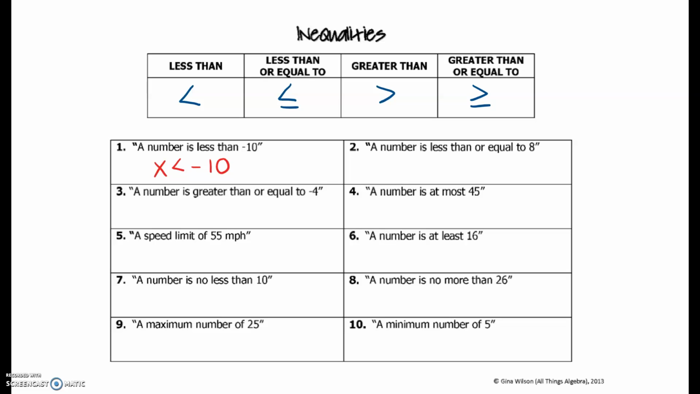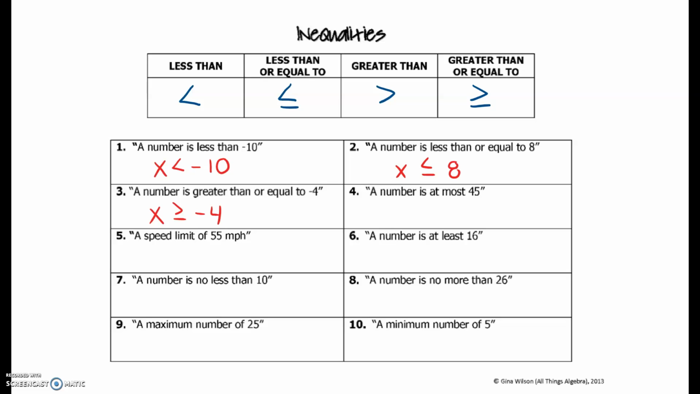Number 2, a number, that's x, is less than or equal to 8. Very straightforward, less than or equal to, we choose the proper sign, and we finish our inequality. Number 3 is very straightforward as well. A number is greater than or equal to -4.